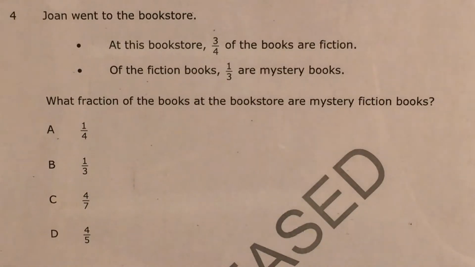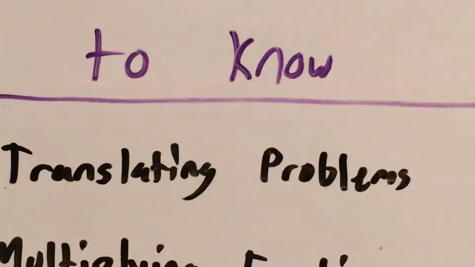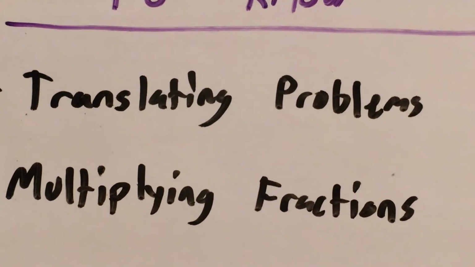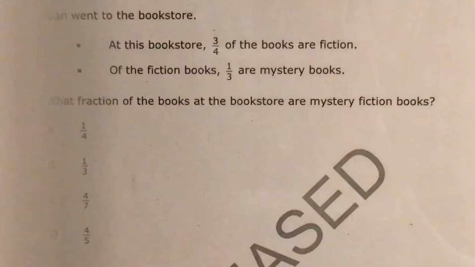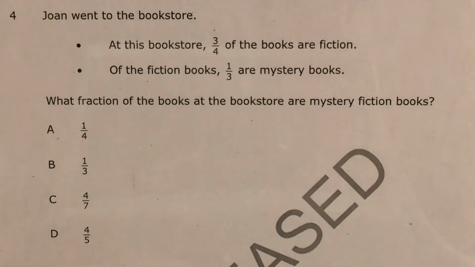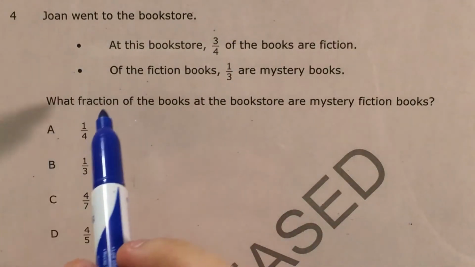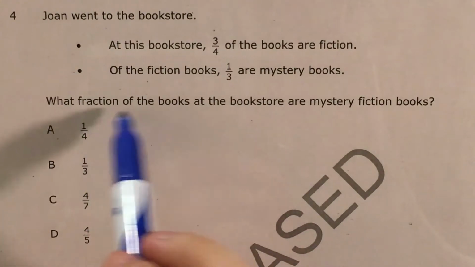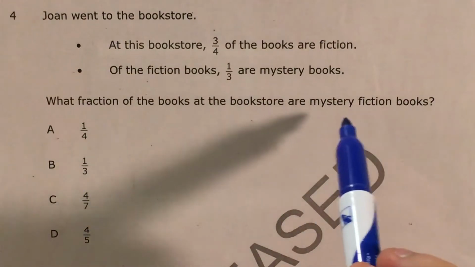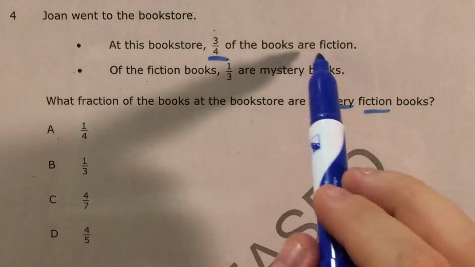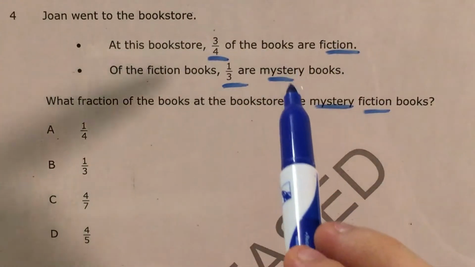So in order to do a problem like this and to do it really well, you'll need to know how to translate a word problem and know exactly what you're trying to do here. And what we're going to end up trying to do is multiplying fractions. So let's get started. I'm going to go ahead and read the question, and it asks what fraction of the total books of the bookstore are mystery fiction. So that means they have to be both. And I see that 3/4 are fiction, 1/3 are mystery.